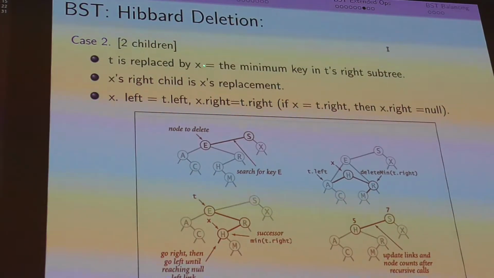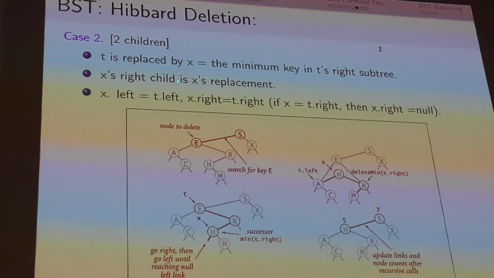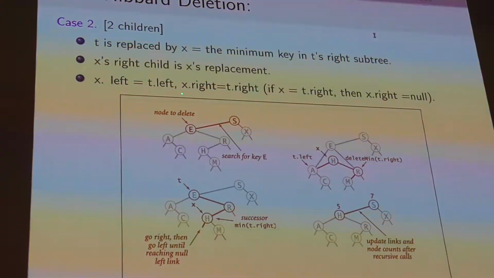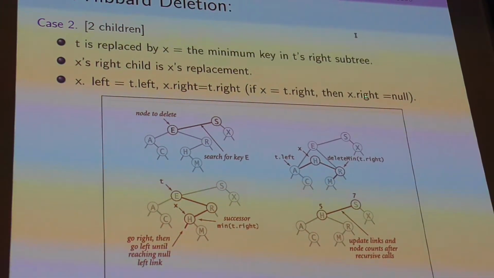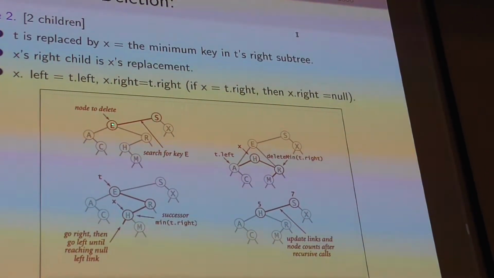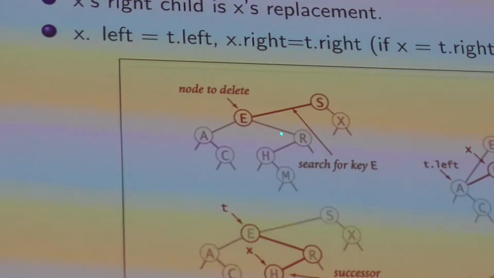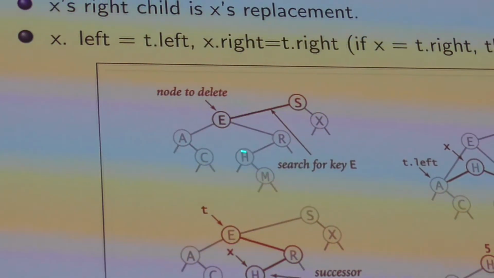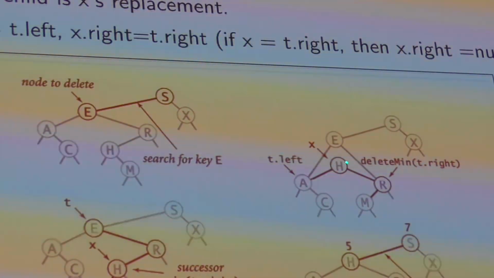T is replaced by X, which is the minimum key in its right subtree. X's right child is X's replacement. So X dot left is equal to T dot left. X dot right is equal to T dot right. If T is right, then X right is null. So to speak, if we're deleting E, the first thing we do is we pull R's rightmost child up into E's position, right?